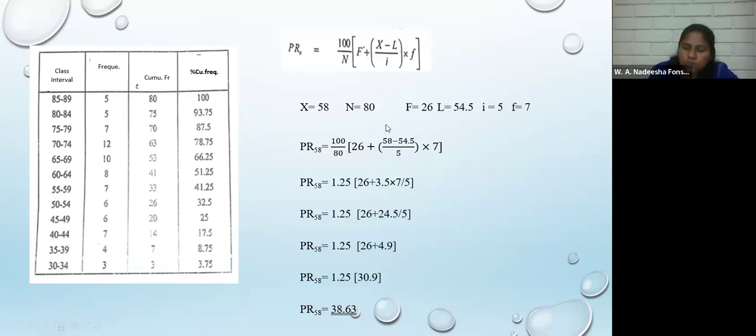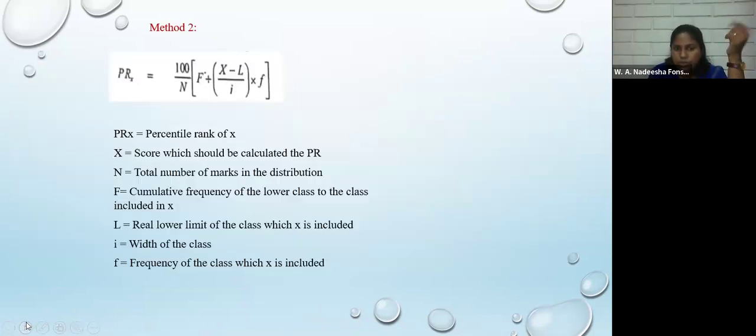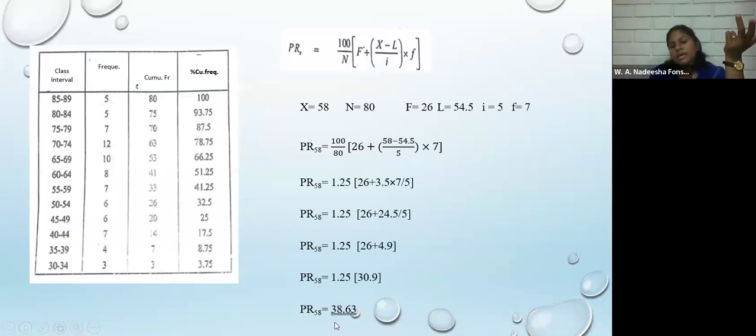The thing is, you have to substitute these values here. 100 over 80 becomes 1.25. Then 26 plus 58 minus 54.5 is 3.5, divided by 3.5 into 7 divided by 5. Likewise, we can have the answer as 38.63. So from the curve, we obtain that value as 37.75. From the equation, we obtain it as 38.63.